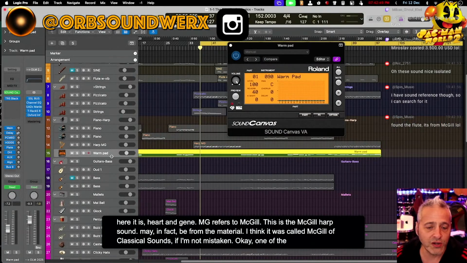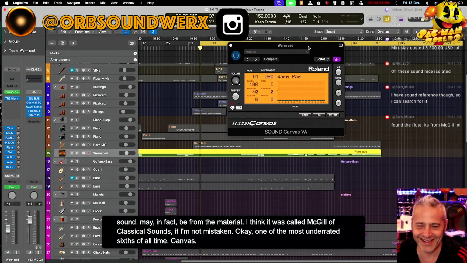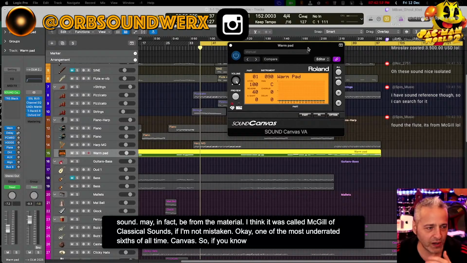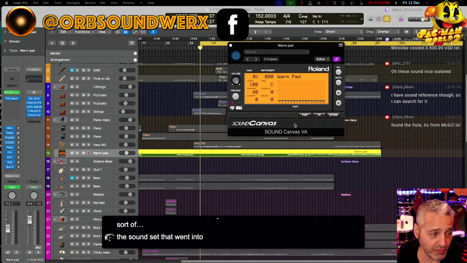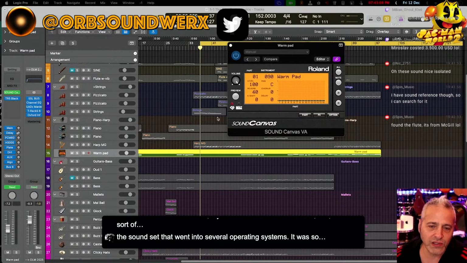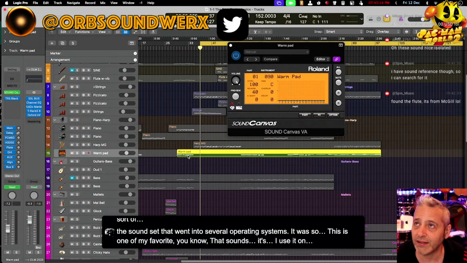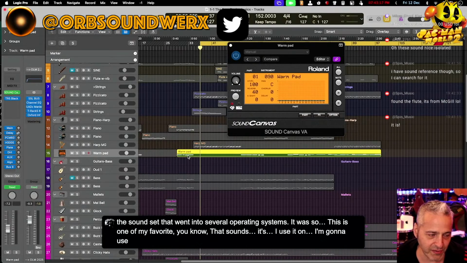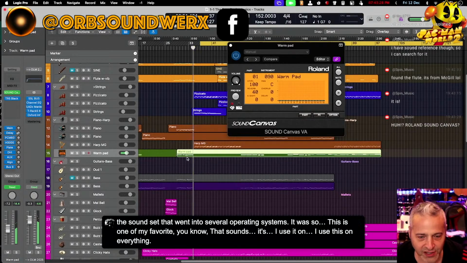Okay, one of the most underrated synths of all time, the Roland Sound Canvas. If you know what sound fonts are, or general MIDI, this was sort of the sound set that went into several computer operating systems. It was so common and everywhere. And this is one of my favorite pad sounds. I use this on everything forever. So beautiful, simple. Oh man, I love this thing. And it just fills out the sound.